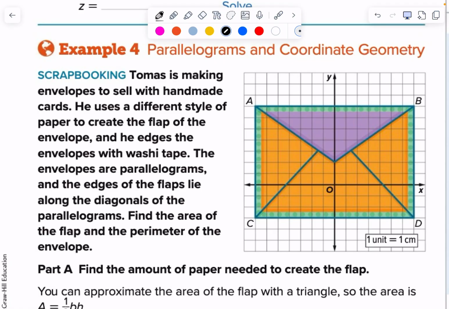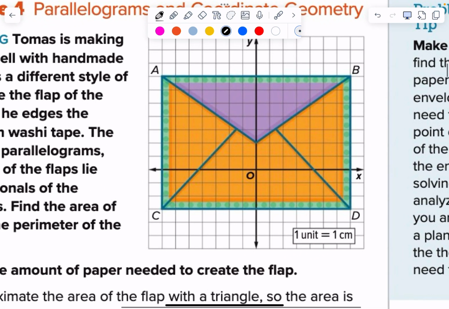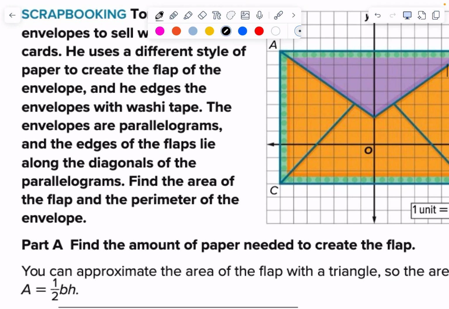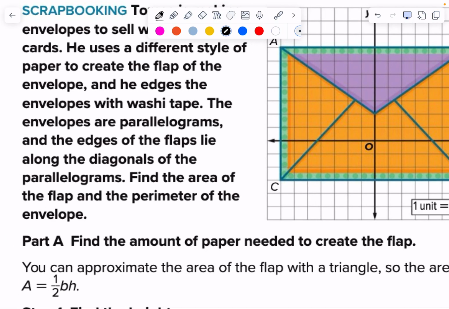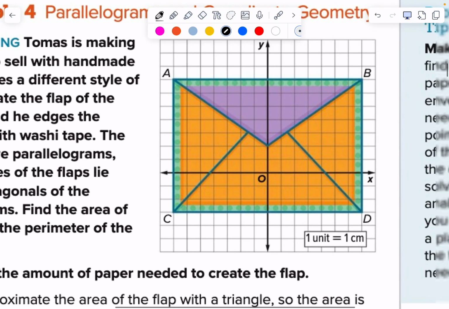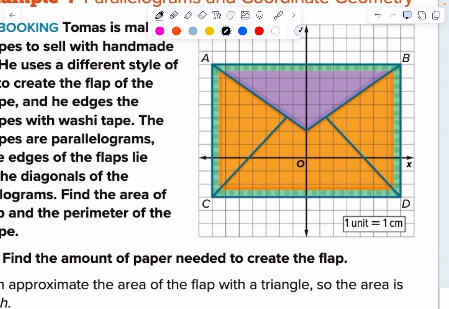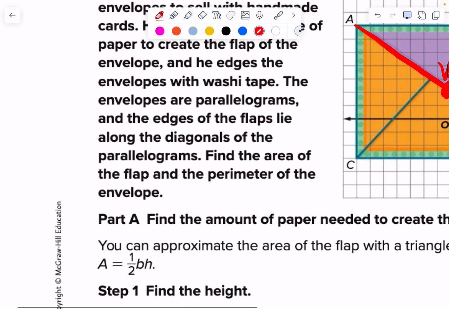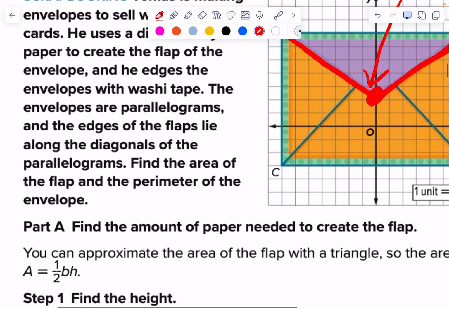Okay, whatever. Anyway, the envelopes are parallelograms. So ABCD is a parallelogram. Listen, shh. It is a parallelogram, and the edges of the flaps lie along the diagonals of the parallelograms. Okay, the edges of the flaps. Do you know what the flap is? This right here is along the diagonal. So in other words, this point right here is exactly in the middle of the parallelogram. Do you see that? Okay. Find the area of the flap and the perimeter of the envelope.